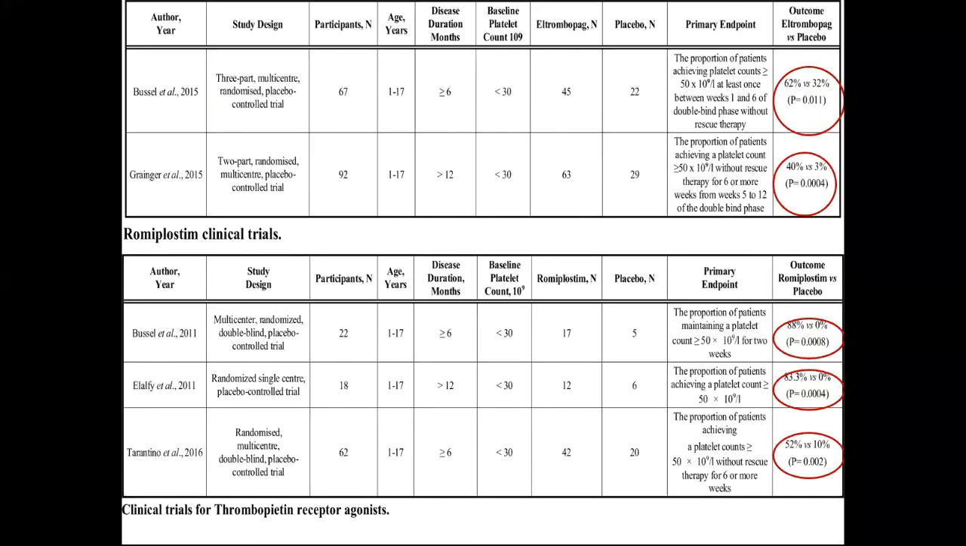After these studies in adults, there were clinical trials in children. The largest two were by Bussel et al. and Grainger et al. The Bussel et al. study, PETIT, is a three-part, multicentric, randomized, placebo-controlled trial. They also came to the conclusion that the remission rate in eltrombopag was significantly higher than the placebo arm. The primary endpoint was reached significantly more often with eltrombopag in both studies, PETIT and PETIT 2. Similarly, the clinical trials in romiplostim came to the same conclusion, that romiplostim was associated with a higher remission rate than placebo.